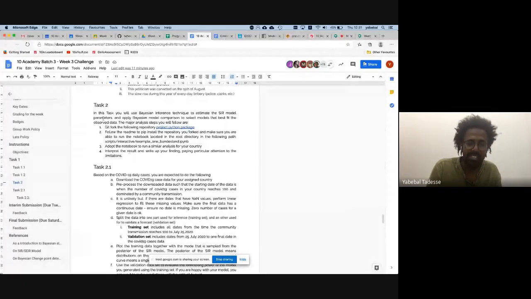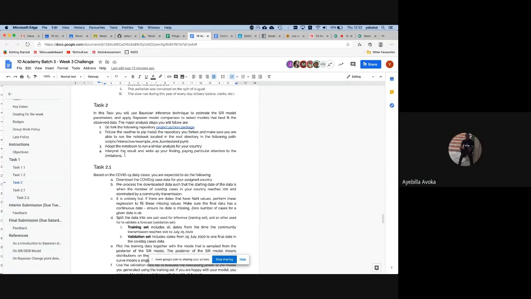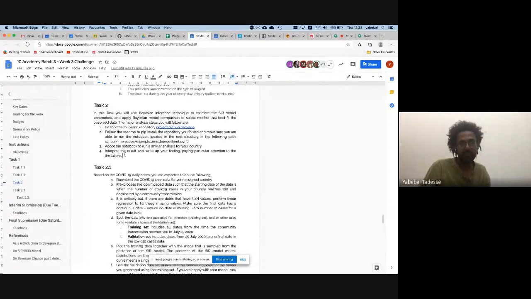And then this is a summary of what you will do. Interpreting the result and writing up your finding is what is covered in task 2.2, and adapting the notebook to run a similar analysis is what is defined in task 2.1. So this is a summary of what you are going to do. Is that clear? Yeah.